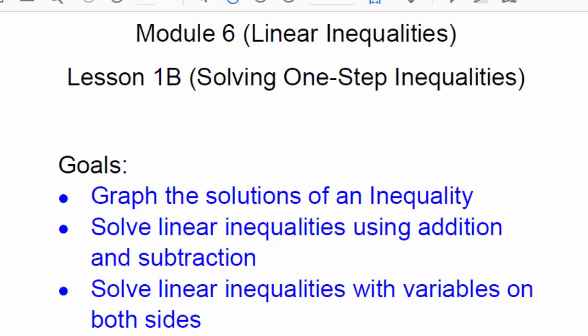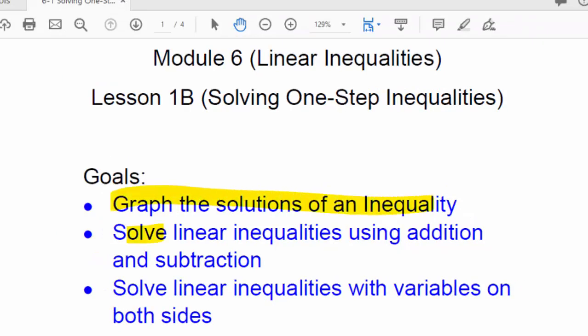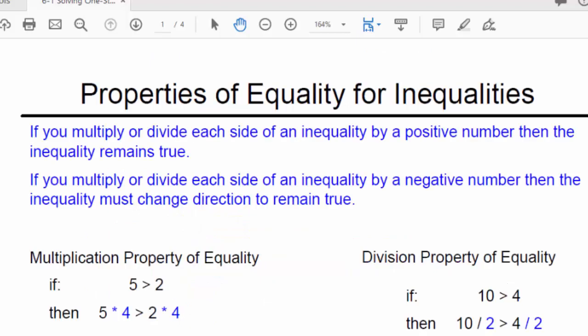Hello and welcome back. For this video, we'll be covering Module 6, Lesson 1, Part B, solving one-step inequalities. You'll notice that the goals here are the same. The exceptions are going to be that instead of adding and subtracting, we're going to use multiply and divide. We have a couple of properties we've got to make sure we understand.